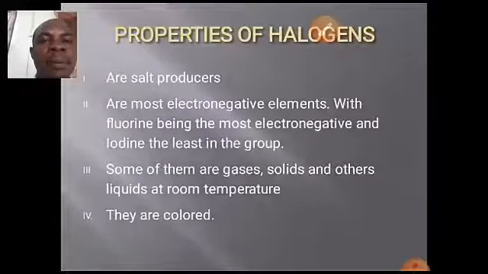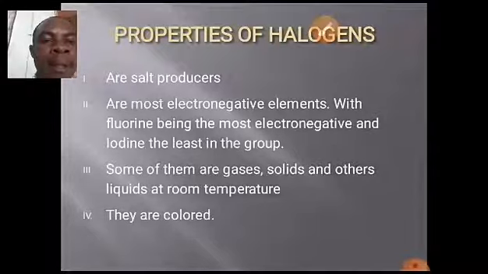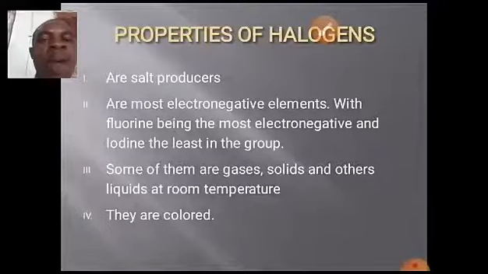Property of halogens: they are salt producers. For example, chlorine reacts with sodium to form sodium chloride, which is table salt. They are mostly electronegative elements, with fluorine being the most electronegative and iodine the least in the group. Some of them are gases, others are solids, and others are liquids at room temperature. They have a color.